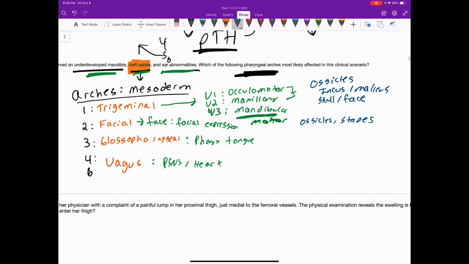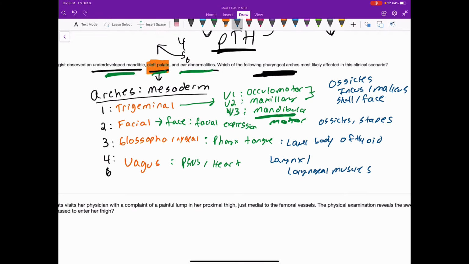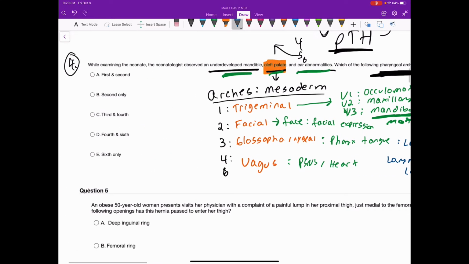Okay. 3 is going to be glossopharyngeal. He's just going to form the lower body of the hyoid. And number 4 is just going to form the larynx and laryngeal muscles. Okay, so has this helped us with our answer choice? No, but it helped us eliminate a couple of things. What did it help us eliminate?